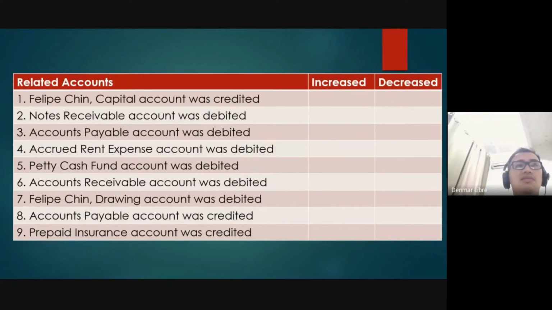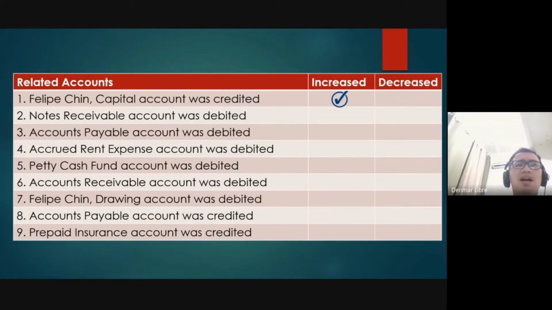So what would be the flow of our analysis? If we can find the account in its normal balance, the effect would be increase. If it is not in the normal balance, the effect would be decrease. Number 1: Philippi Chin Capital account was credited. Capital has a normal balance of credit. So it is in the normal balance, increase.